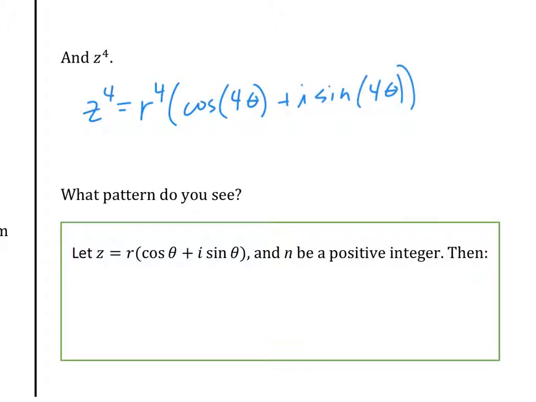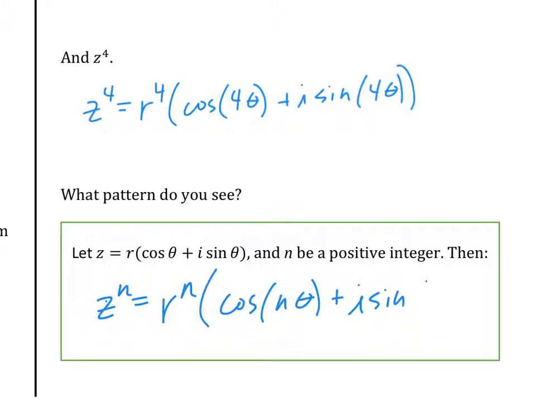Okay, so now let's write a formula for z to the nth power, where n is just any number. Okay, write down what you think the formula is. So what's the z to the nth formula? R to the n. Yes, good. All right, let's go ahead and solve a problem.